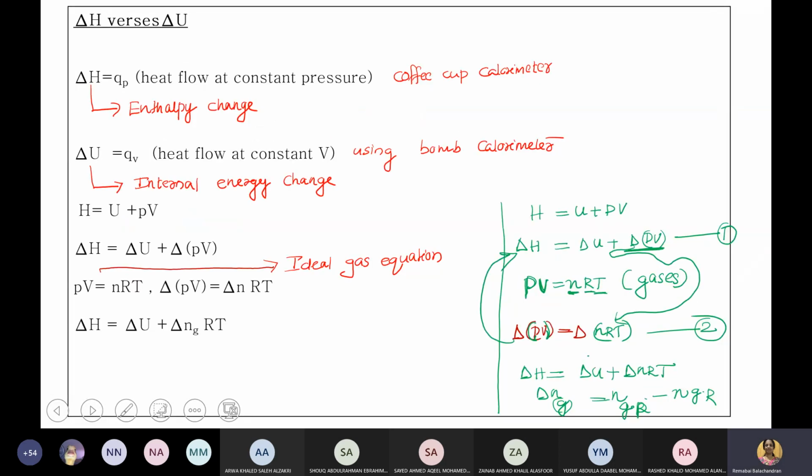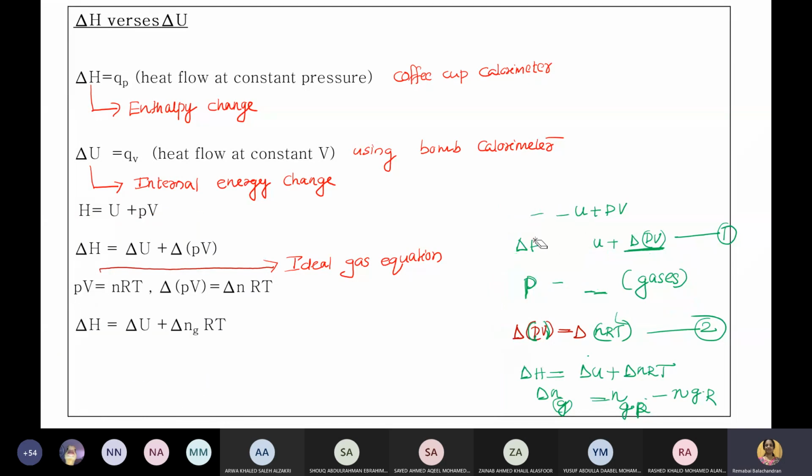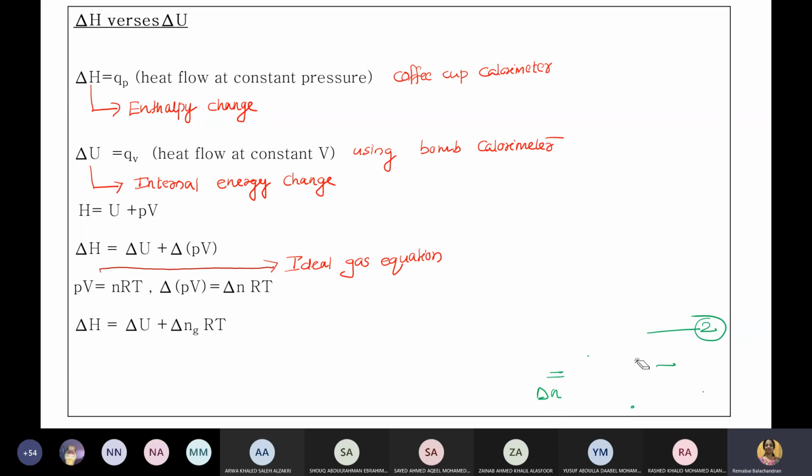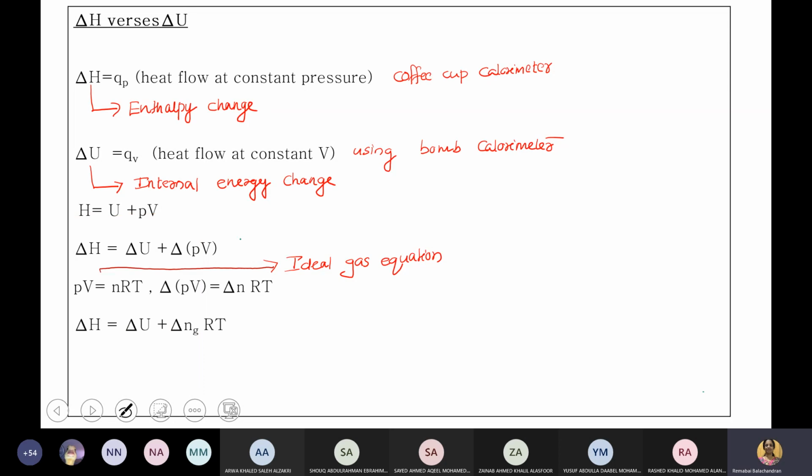It's there on the next slide. Just a minute. You understood all this? No, that's why I'm rewriting all this. So here I will write it. This is equation number 1. This is equation number 2. Substitute 2 in 1.